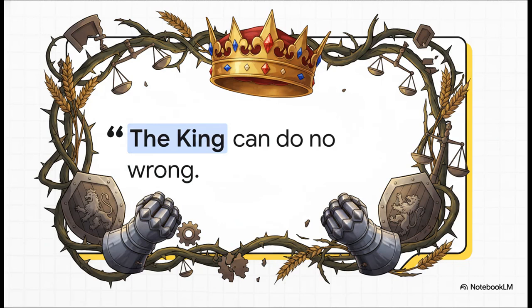The king can do no wrong. It's a famous phrase, right? But for centuries, this wasn't just a saying, it was an ironclad legal shield for the English crown. Literally absolute immunity. I mean, if the king's guards just trampled all over your crops, or a sudden royal decree completely bankrupted your business, tough luck. You had zero legal recourse. The sovereign's power was absolute, and honestly, accountability just wasn't a thing.